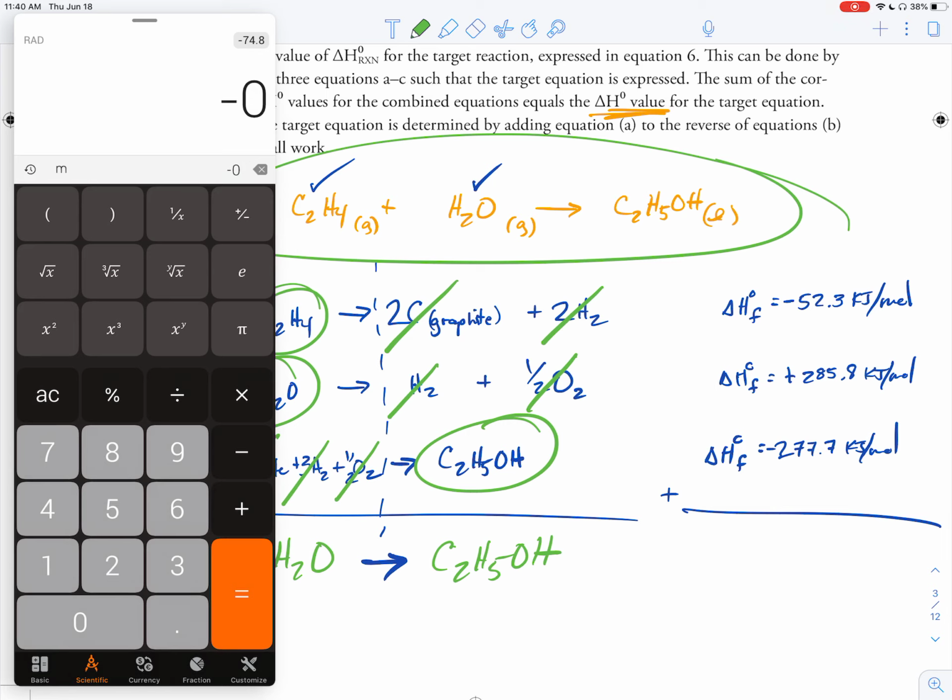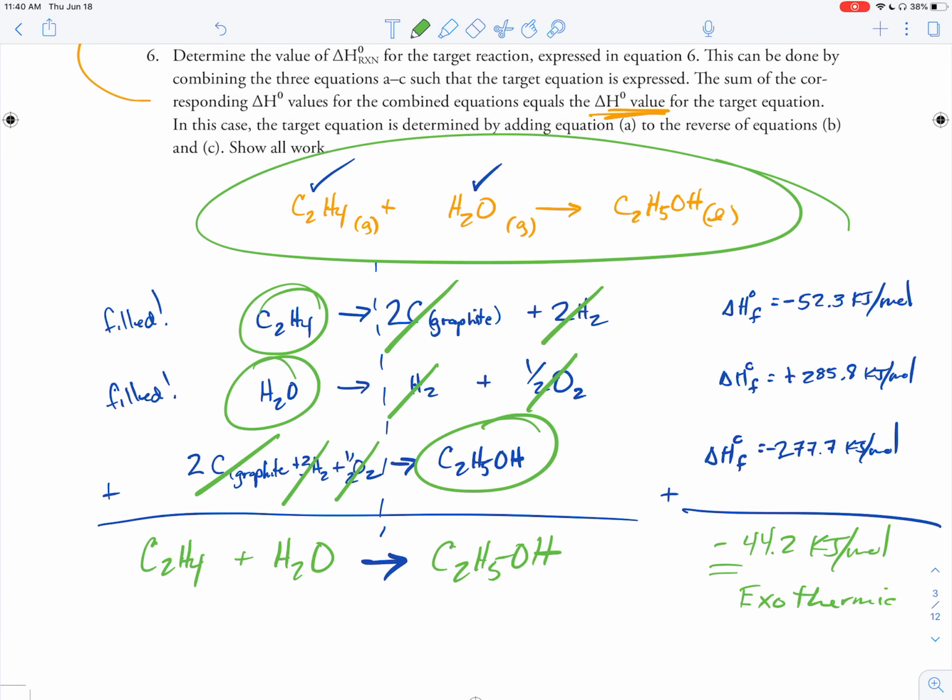So you have negative 52.3 plus 285.8 plus negative 277.7, which is negative 44.2 kilojoules per mole. So this would be exothermic because you're giving off energy for that reaction. Okay.